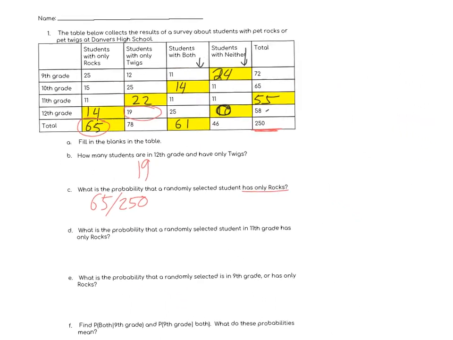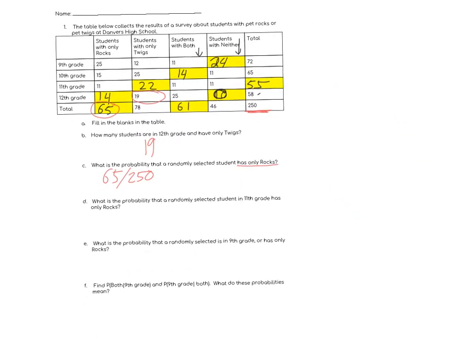Moving on. What's the probability that a random student in 11th grade has only rocks? So now we're limiting ourselves to only 11th grade, and we're looking at the probability that they have just rocks, which would be 11 divided by 55.